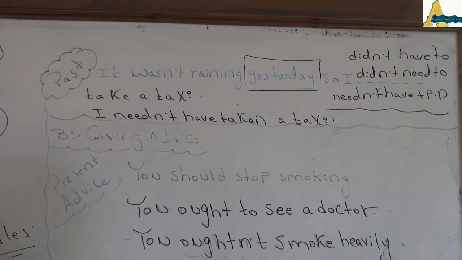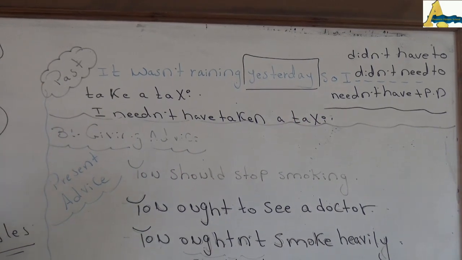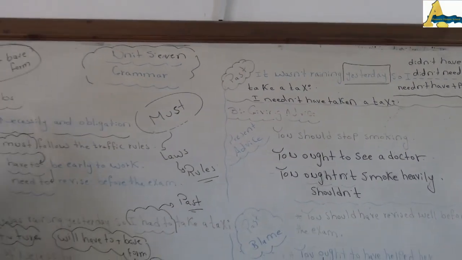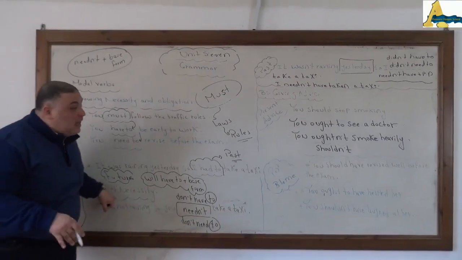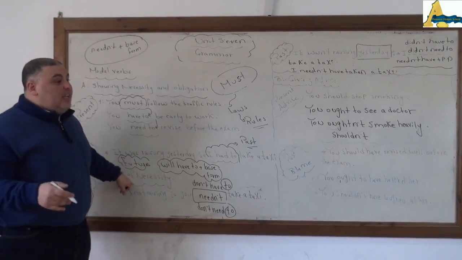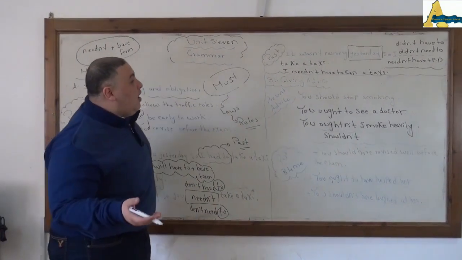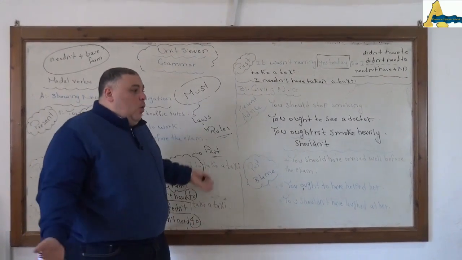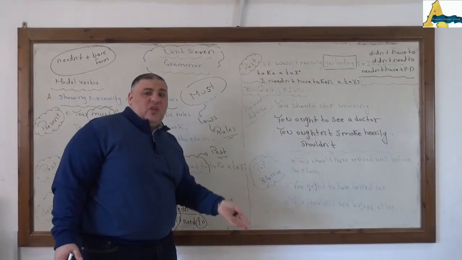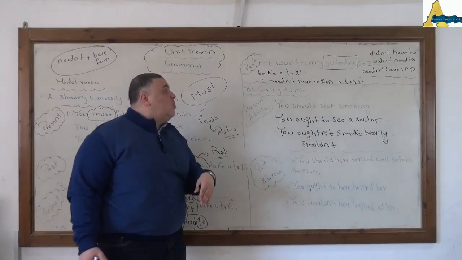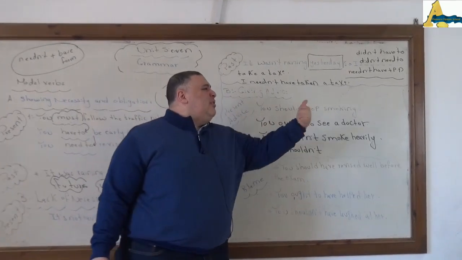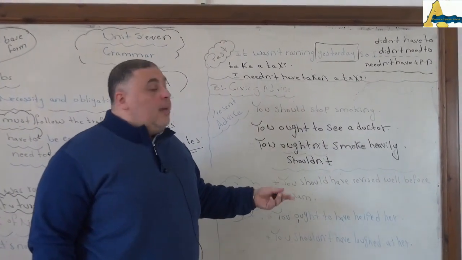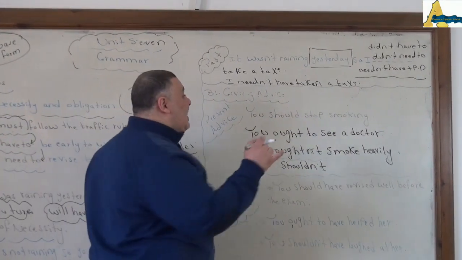But what if I took a taxi? Is it going to be a problem? Of course, it's up to me. So here I have the choice in my hand. And that's what we call lack of necessity. It's not a kind of prohibition, and it's not a kind of refusing, or giving a law that you shouldn't take a taxi. No, it's up to me. If I want to take a taxi, it's fine. If I don't want to take a taxi, it's also fine. And that's why I will say I didn't have to take a taxi. I didn't need to take a taxi. But I needn't have taken a taxi.